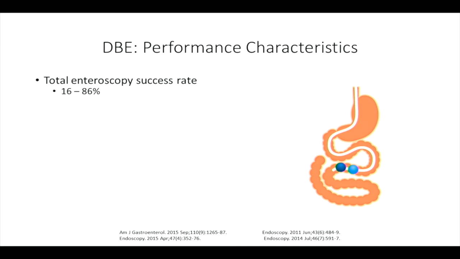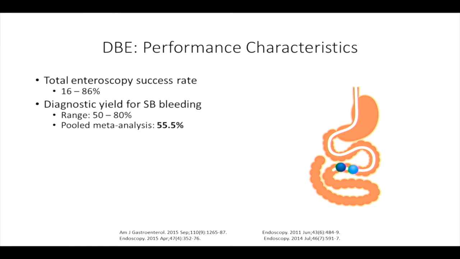So with double balloon, total enteroscopy can be achieved between 60 and 86% of the time in looking at various studies. The diagnostic yield for small bowel bleeding ranges between 50 and 80%, with a pooled meta-analysis showing a yield of about 55%.